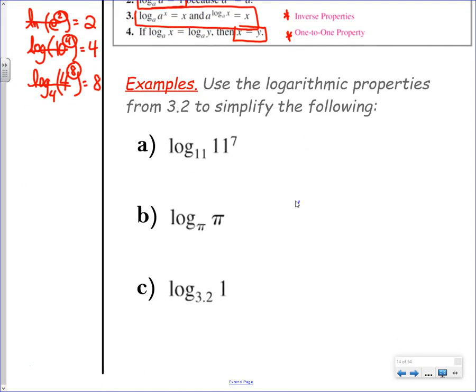Let me scroll down a little bit. Let's look at A, B, and C. So, without even going to the calculator, kiddos, don't the bases match? So then what can I say? Because a log says, hey, what power of 11 is 11 to the 7? Oh, 7. But the inverse property, another way of looking at it, is log base 11 of 11 to the 7. Since they're inverses, all of this gets canceled, only 7 is left.